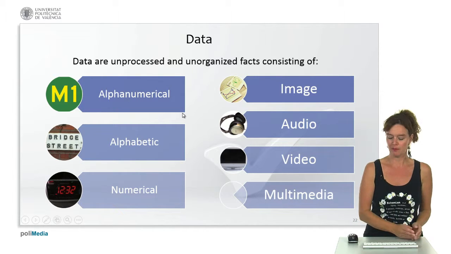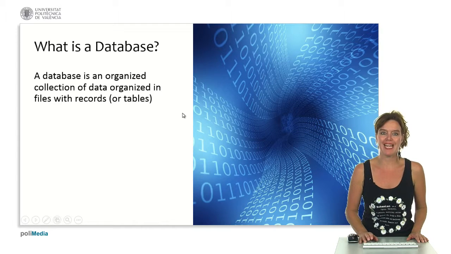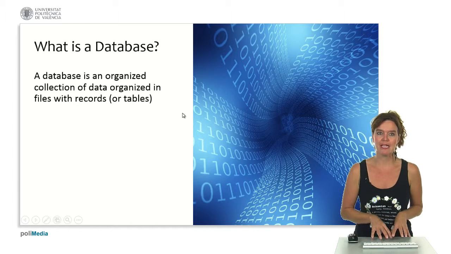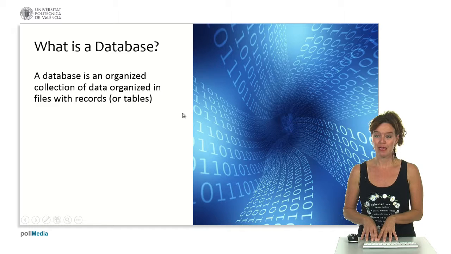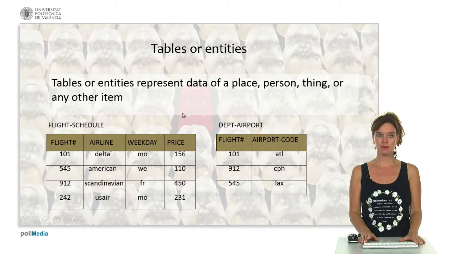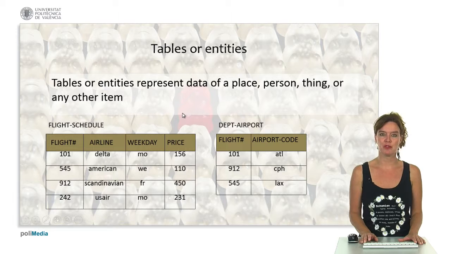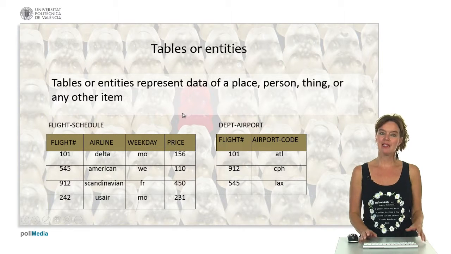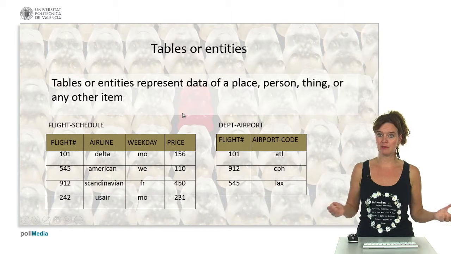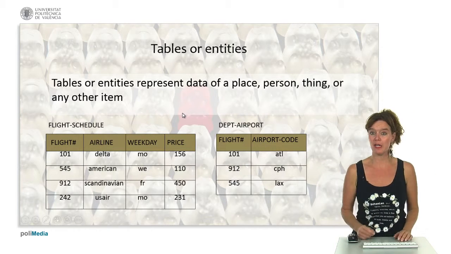So this is data. A database is an organized collection of data. And this data, like I said in previous videos, is organized in files. And files are a set of records. So, let's look at these files. These files contain tables or entities. And these tables and entities represent data. Any type of data: a place, a person, a thing, a flight schedule, or an airport.